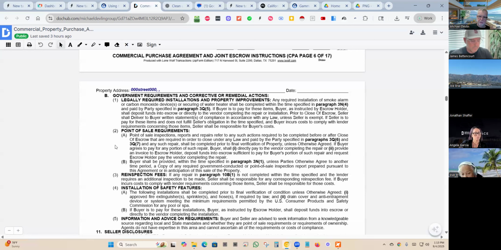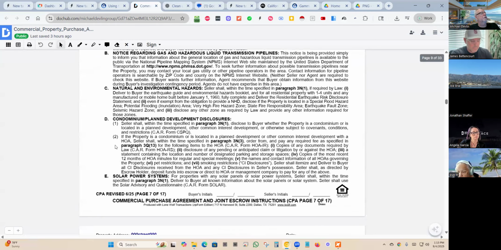And by the way, another difference between residential and commercial is in residential, the buyer is considered to be an amateur. But in commercial, it's all up to you, right? Buyer beware. If you don't know what you're doing, you shouldn't be buying commercial real estate. They're not looking to protect you as much.